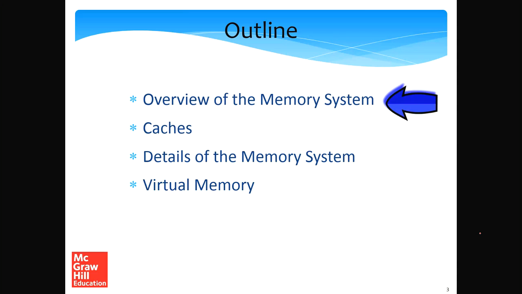So we will discuss this chapter. We'll discuss 4 separate sections. One is an overview of the memory system. Then we'll discuss caches. We'll then go into the details of a memory system, look at mathematical models, and finally discuss something called virtual memory.